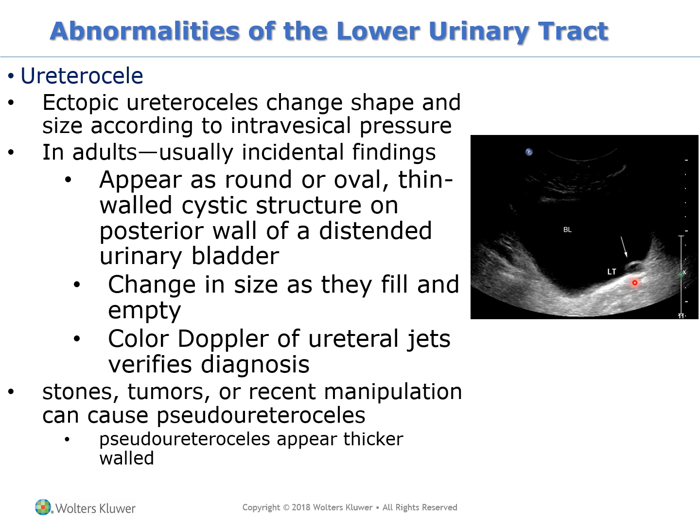So ectopic urethrocoels can change shape and size according to the intravesicular pressure. If that bladder really fills up, it might compress the urethrocoel. If the bladder has just emptied, it may release that urethrocoel and allow it to get larger. In adults, they usually look like round or oval, thin-walled cystic structures. Again, very similar to those indwelling catheters, but unlike a catheter, they can change shape as they fill and empty.